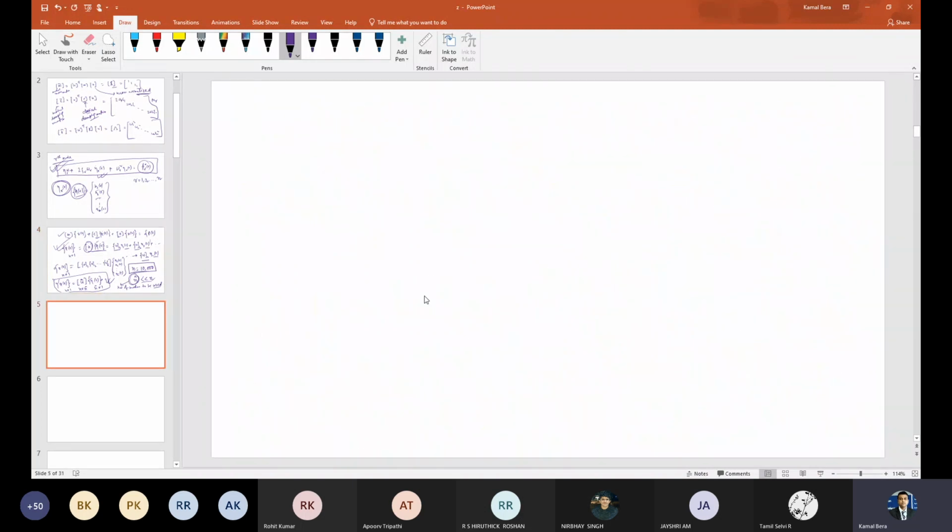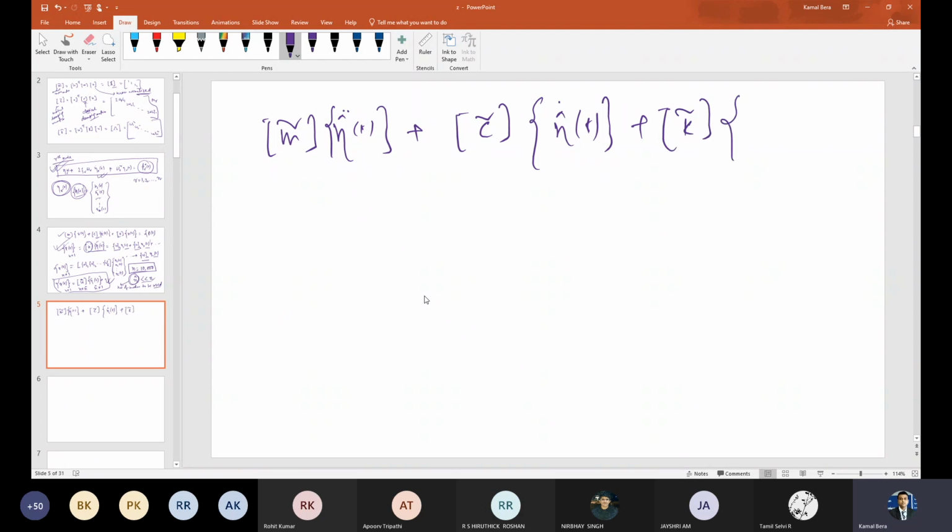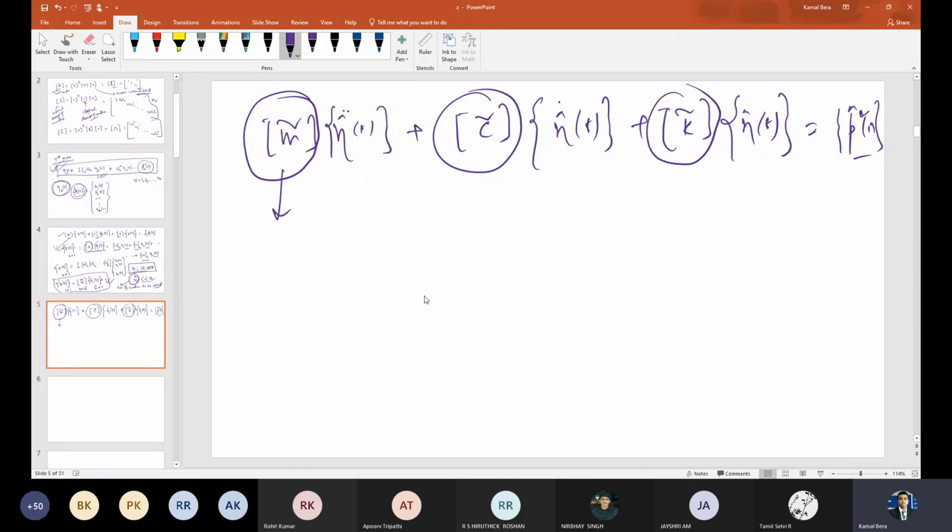So the equation will be like this: modal mass matrix times eta hat double dot of t, plus modal damping times eta hat dot of t, plus modal stiffness times eta hat of t, is equal to some forcing p hat, or p star. So now tell me what is the size of this, or this, or this? Quickly tell me.